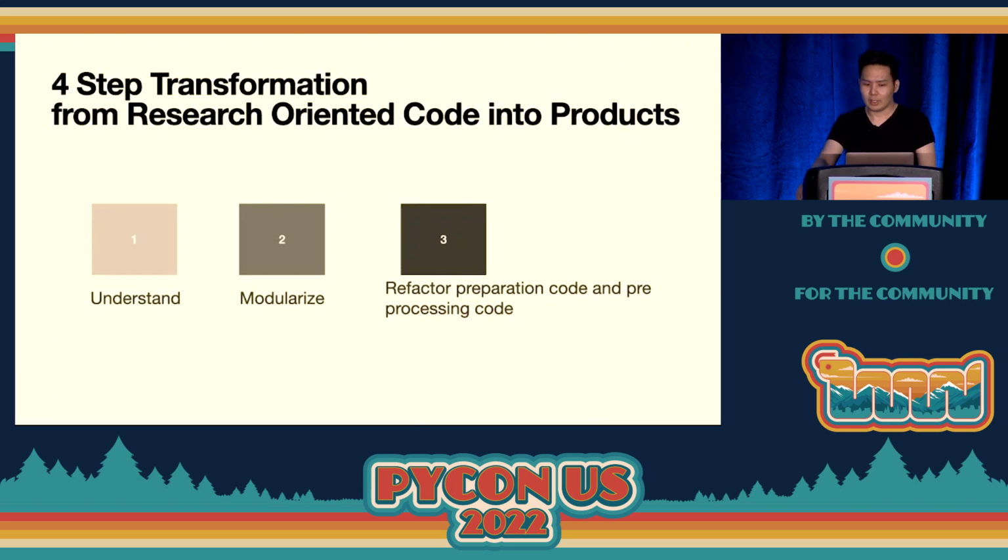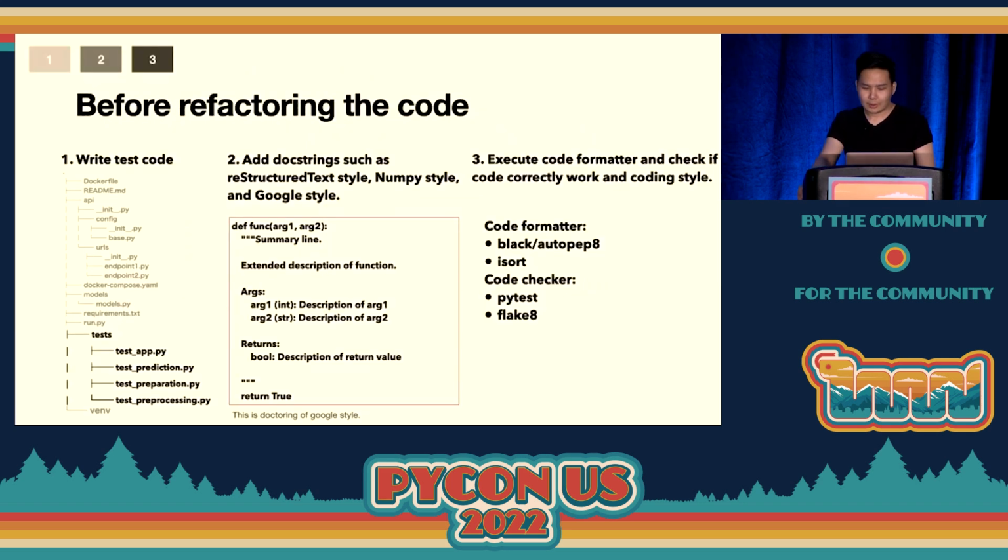Now we reach the step to refactor the preparation code and preprocessing code. Before starting to refactor the code, we should write test code roughly in the docstring, such as reStructuredText style, NumPy style, and Google style, execute a code formatter such as Black or autopep8, check if the code works correctly by using PyTest, and check the consistency of coding style by using Flake8.